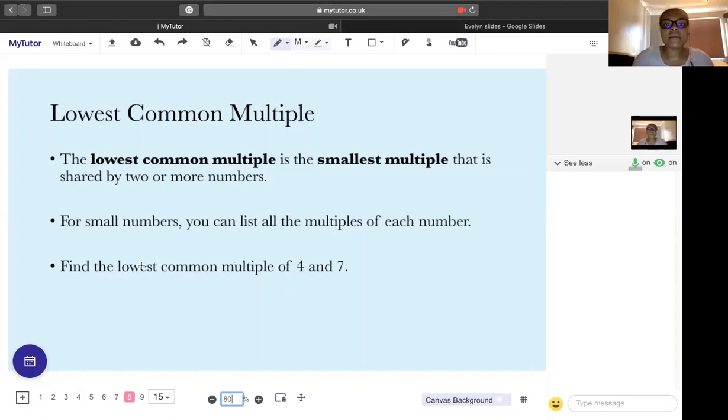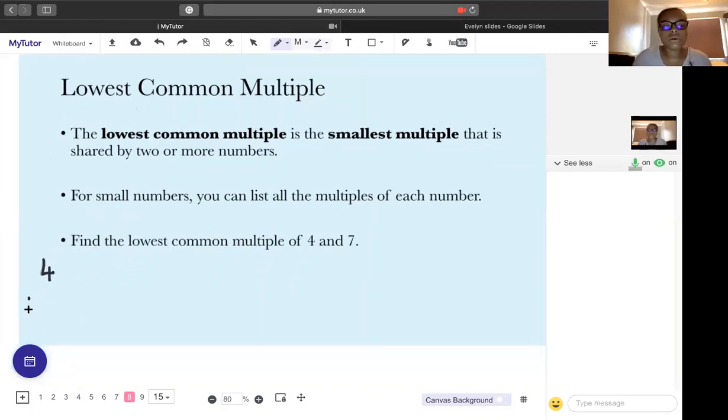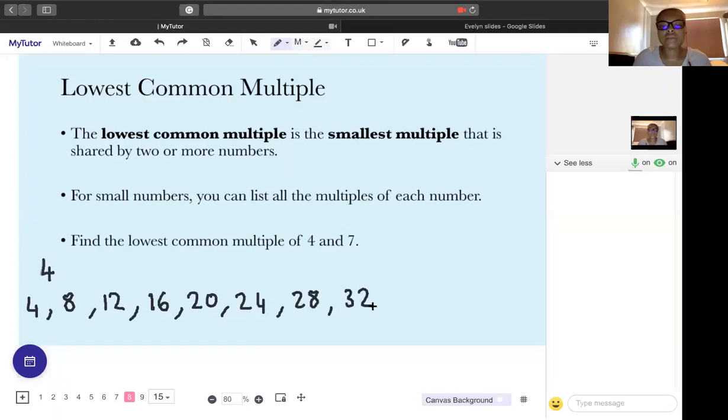So if we think about number 4, if I change back to the black pen as well. So we've got number 4. So what are the multiples of 4? So 4 times 1 is 4. 4 times 2 is 8. 4 times 3 is 12. We've got 16, 20, 24, 28, 32. I would say that's probably enough multiples to write down, enough that you can sort of look between them.